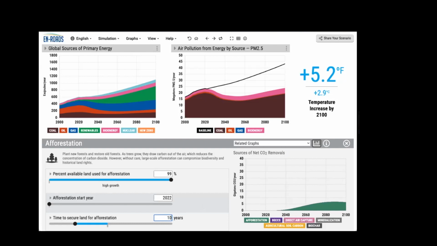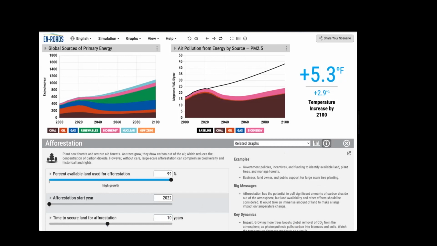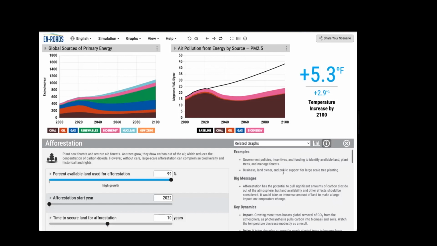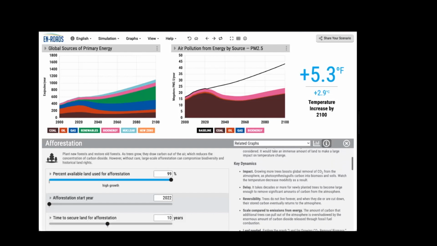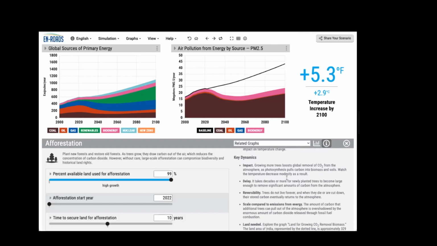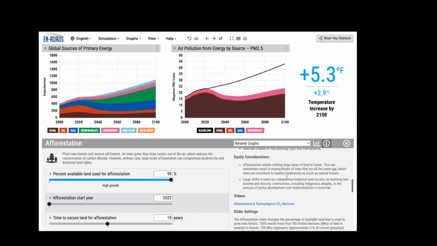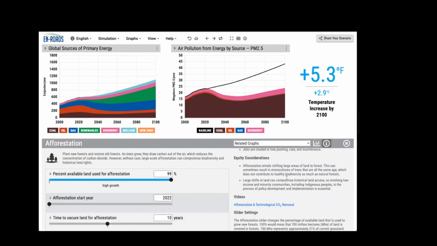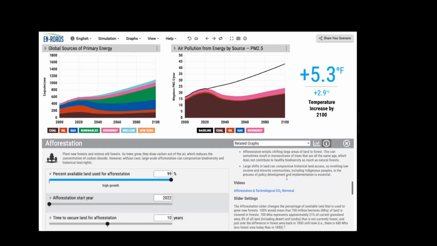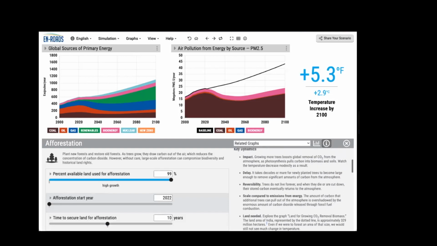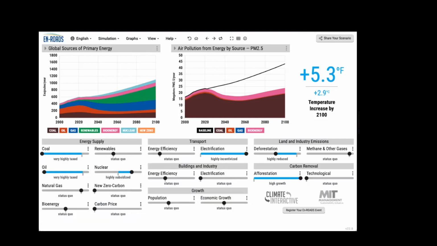And the other thing is there's a lot more information on it. You can look at some of the examples, and if you're just interested in it, you can go see a lot of things. It also has equity considerations, what the slider settings mean. So as I said, a lot of layers to this for you to explore. Okay, so we're down to 5.3.